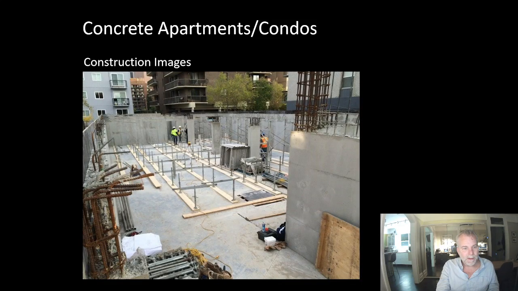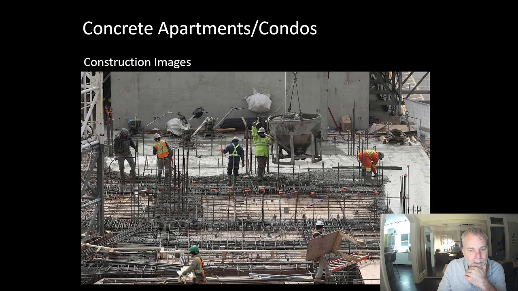Some images of cast in place concrete in construction. So this is below grade. You've got perimeter concrete walls. The ground floor slab hasn't been poured yet. All the rebar in place and concrete being poured from that giant bucket.